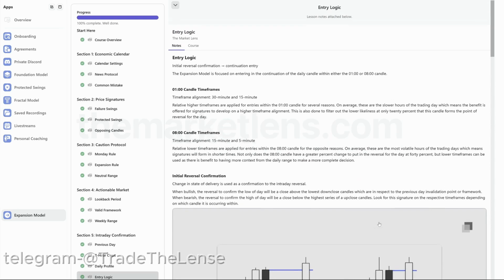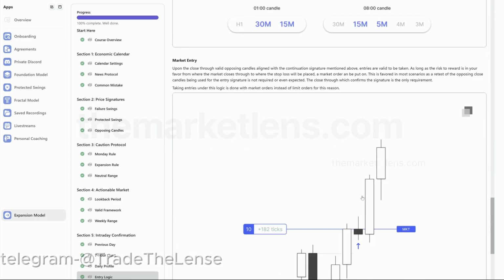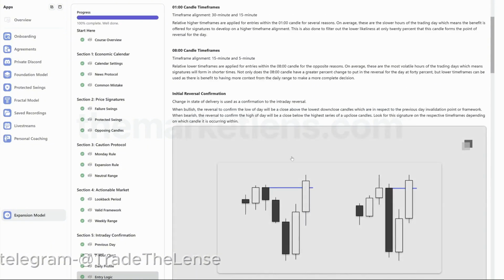The 8 o'clock candle, same with the data. It's faster moving. Things can occur and develop faster. Focus on 15-minute and 5-minute time frame alignment. And it's just because the market moves faster. And there's another thing in here, I believe it's at the, yeah, I'll get into it. There's a little bit more specific with time frame alignment, but this is where you want to be focusing on these two here.